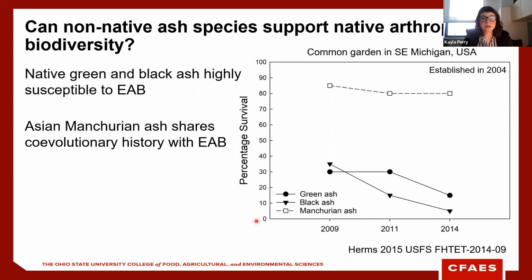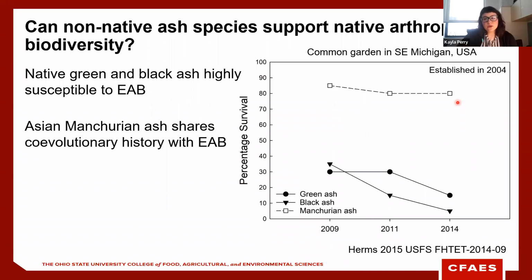This was a common garden experiment conducted in Michigan, established in 2004. Here you're seeing percentage survival on the y-axis, and then here we're looking at 2009, 2011, and 2012. This is tracking percentage survival of green ash and black ash in circles and triangles, and then Manchurian ash in the squares. You can see by 2009, the native North American green and black ash had already had very low survival within this common garden experiment, which declined after that. Whereas Manchurian ash maintained high survival over time. So again, sharing this coevolutionary history with EAB, there is resistance there, and therefore those trees are able to survive.